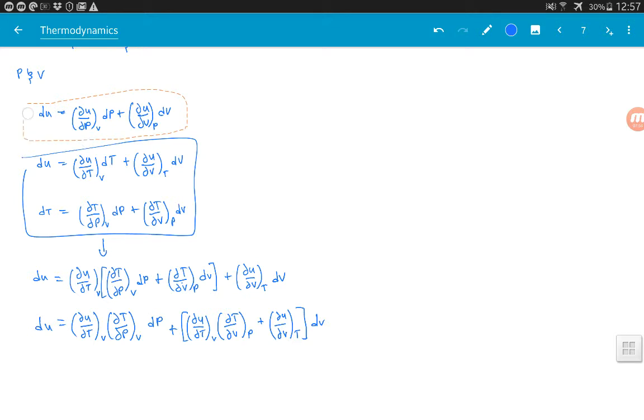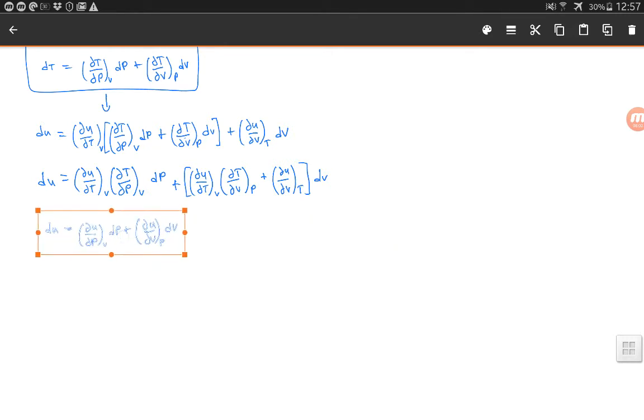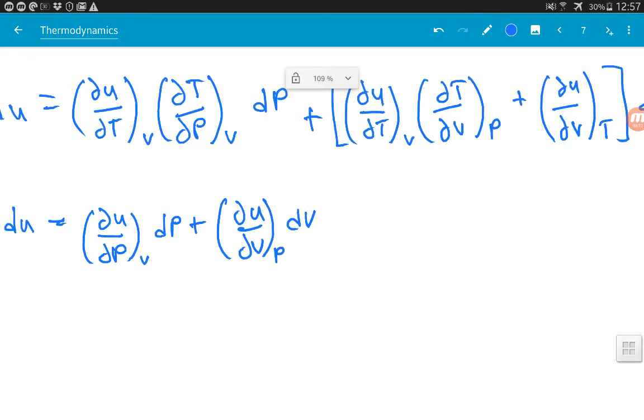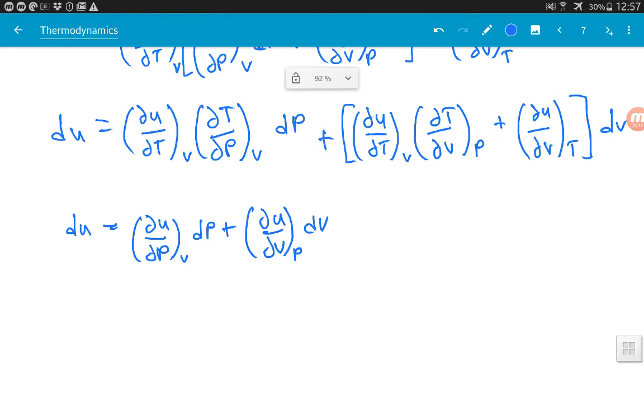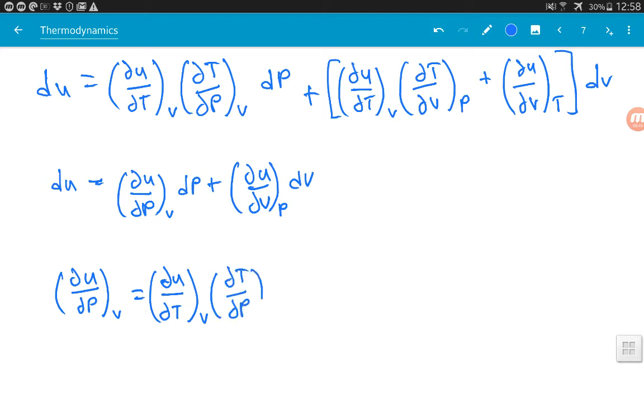If I bring this one closer, what we can have here is that we can make a comparison, because both of these are true. Both of these are true, so we can make use of this by making a comparison. In such a way, I can write that del U del P at constant volume is equivalent to del U del T at constant volume, del T del P at constant volume.